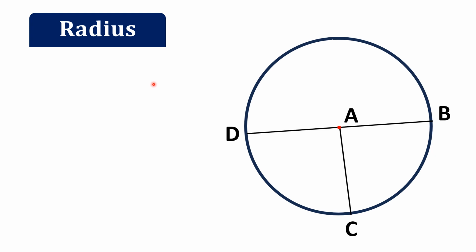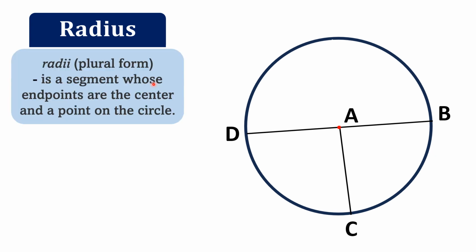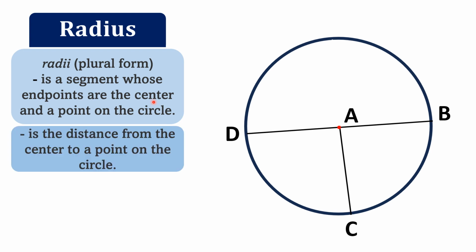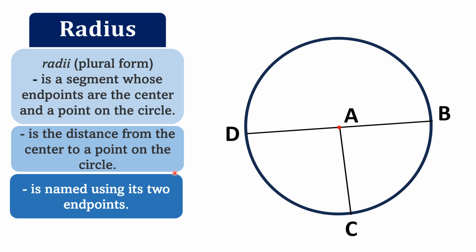Next term is radius. Plural form of radius is radii. It is a segment whose endpoints are the center and a point on the circle. It is the distance from the center to a point on the circle. It is named using its two endpoints.